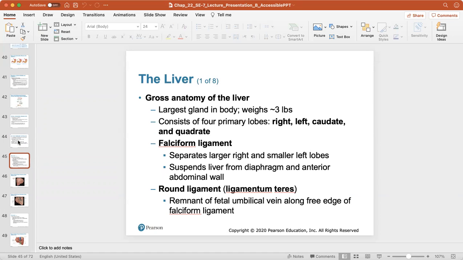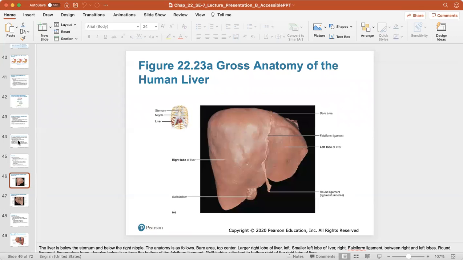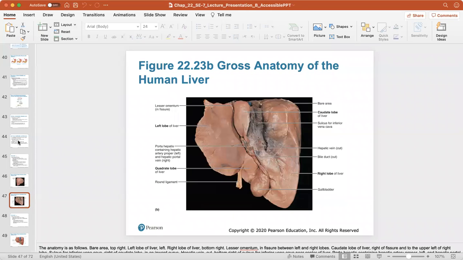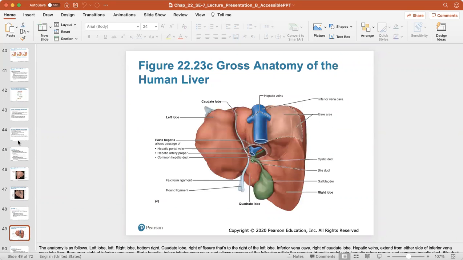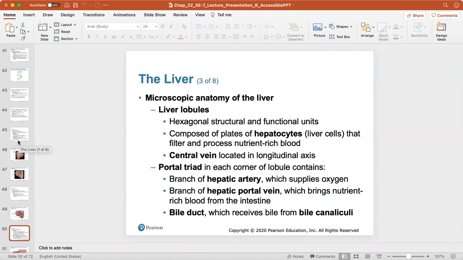Here's the gross anatomy of the liver, which I'll have you review on your own. There's a look at the liver with its lobes and its ligaments. More gross anatomy of the liver. It has bile ducts. The common hepatic duct leaves the liver. The cystic duct connects to the gallbladder. And then the bile duct is formed by the union of the common hepatic and the cystic ducts. So understanding the duct system entering and exiting the liver is important, as well as the ducts entering the gallbladder.